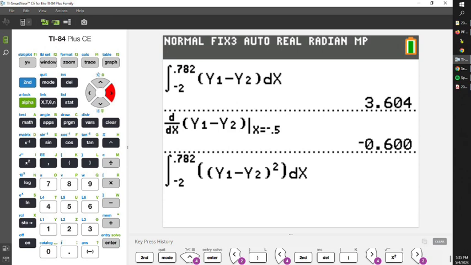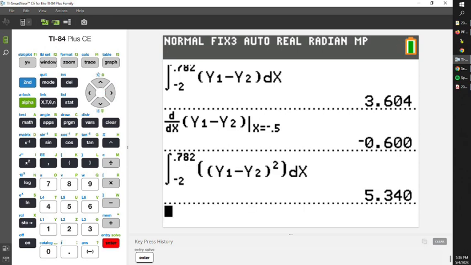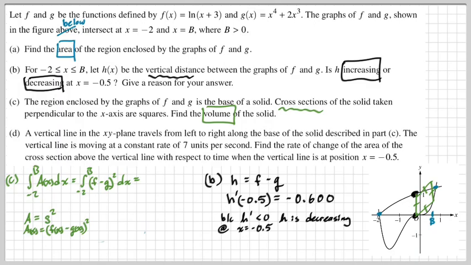I don't have to put in the new b because it's already there. The answer is 5.340. So let's go over here and put our answer, 5.340. All right, that one's done.